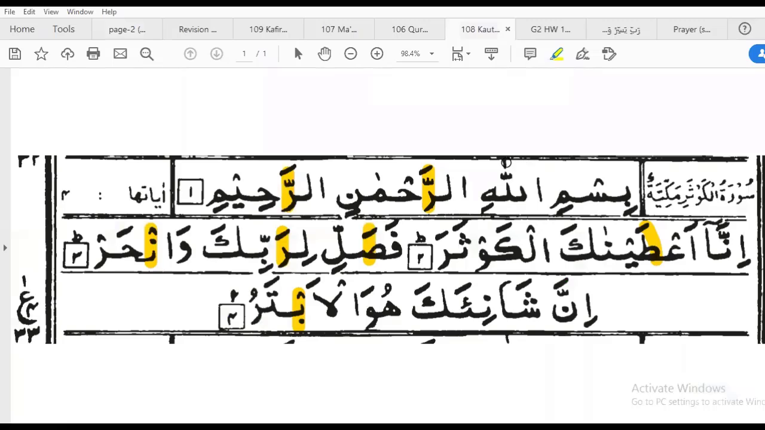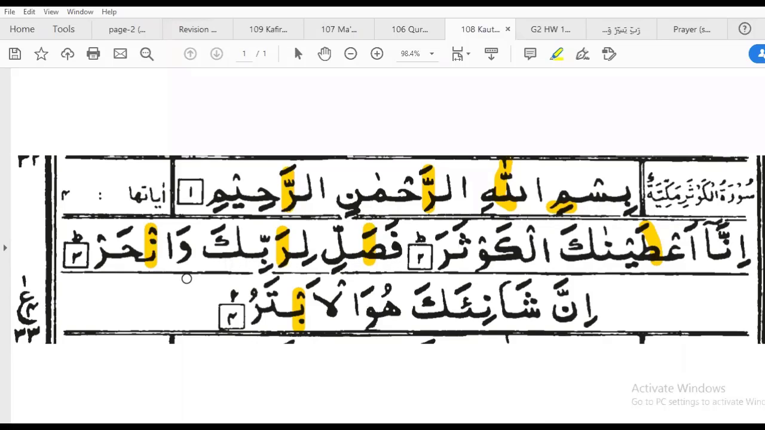Just to make sure, this lam will not be a thick lam because the letter before it has a kasra. So it will simply be millah, not millah. Okay, that would be wrong. Okay, well done. Excellent. Let's carry on. إنا أعطيناك الكوثر. Well done.